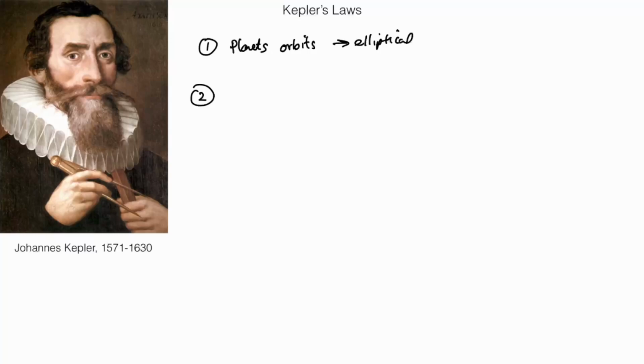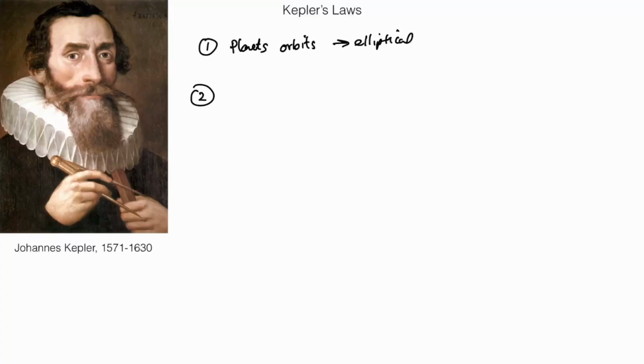Number 2. He discovered that the speed at which planets orbit changes. They speed up and slow down depending on where they are in their orbits. The best way to talk about this one is really to draw a picture. It's sometimes called the equal area and equal times law, which is cumbersome and unwieldy. We call it Kepler's second law. But this is what it is.